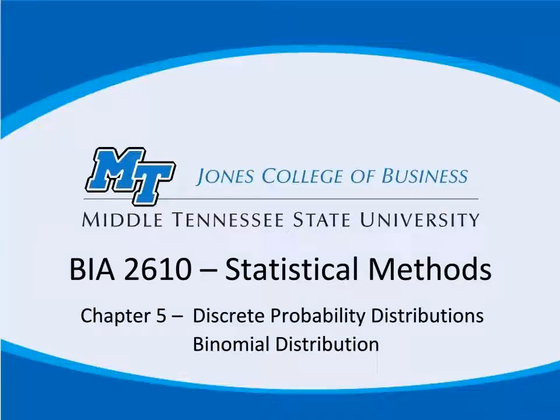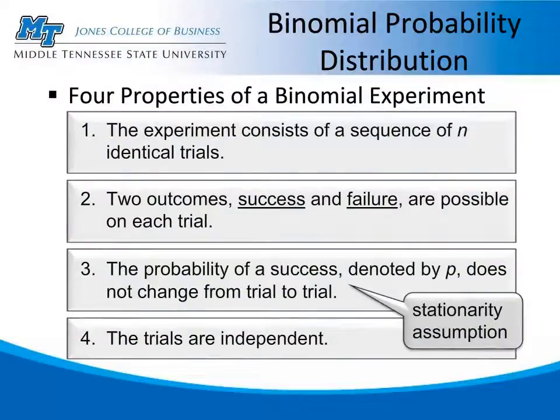Now we get to the second part of Chapter 5, the binomial distribution. There are 4 characteristics of a binomial experiment where you're able to use the binomial formula to calculate probabilities. Your trials have to be identical. We use a lowercase n to represent the number of trials.